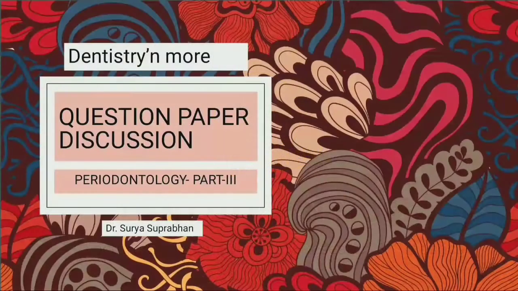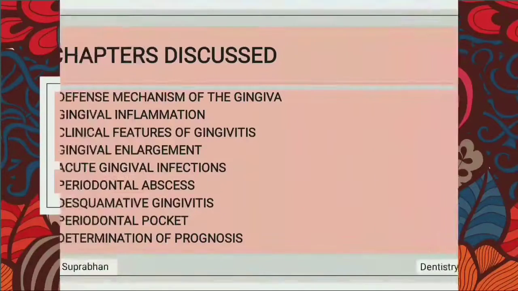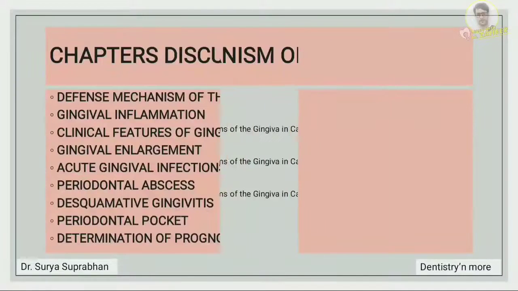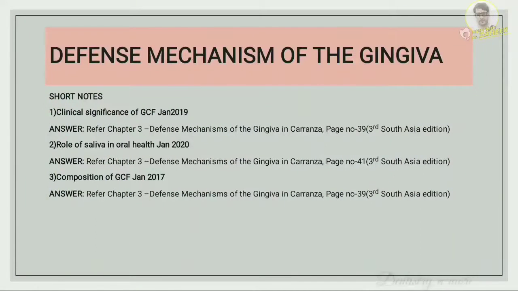Hello everyone, welcome to the third section of the Perio question paper discussion. Today I'll be discussing another 9 set of chapter questions. So coming to the first chapter, defense mechanism of the gingiva. First question, clinical significance of GCF.